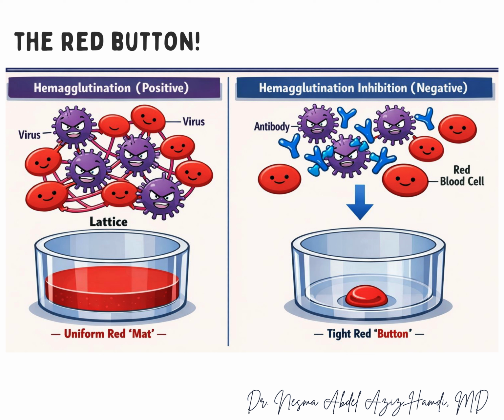On the left, in positive hemagglutination, viral particles bind to red blood cells and cross-link them into a lattice, causing the cells to spread out and form a uniform red mat at the bottom of the well. On the right, in hemagglutination inhibition, specific antibodies bind to the virus, blocking its attachment to red blood cells. As a result, no lattice forms, and the red cells settle by gravity into a compact red button. This absence of hemagglutination provides strong evidence of immunity or past infection, turning the lack of visible clumps into a clear diagnostic signal.